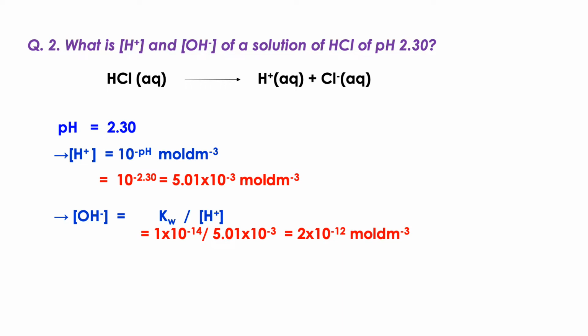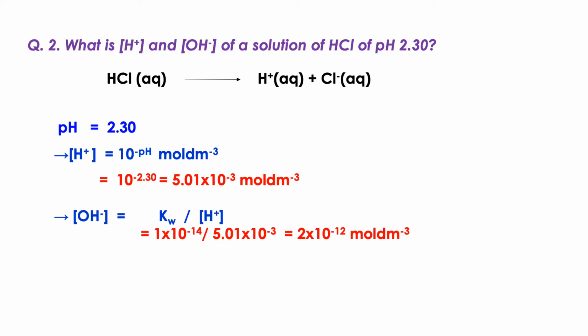Example 2. What is the H+ ions and OH- ions concentration of a solution of HCl of pH 2.30? HCl dissociates completely to form H+ and Cl- ions. pH given in the data is 2.30. So the concentration of H+ ions is equal to 10 to the power minus pH, which is equal to 10 to the power minus 2.30, which is 5.01 x 10 to the power minus 3 moles per decimeter cube.